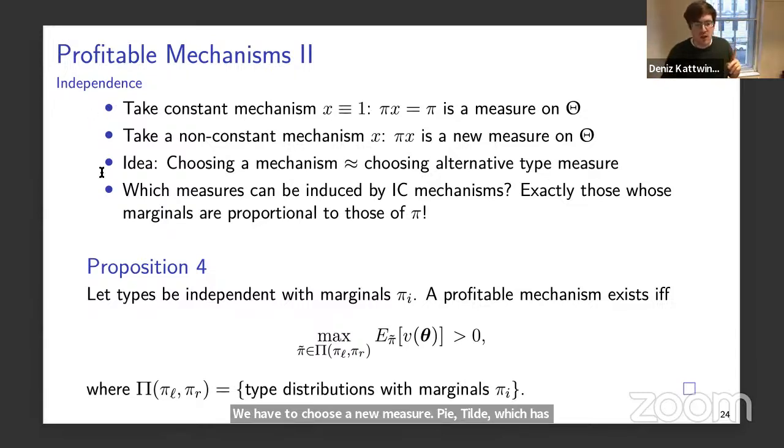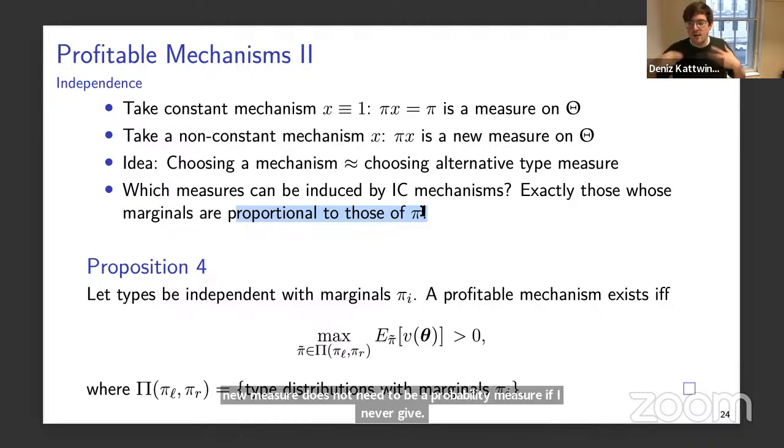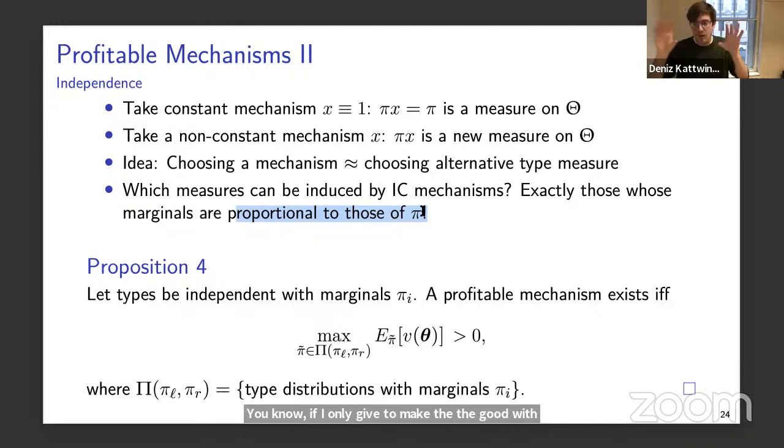So I say proportional here because this new measure does not need to be a probability measure. If I only give the good with probability 1/2, then this will not add up to 1 in the end. But, you know, it's proportional to 1. And so what do we do here?